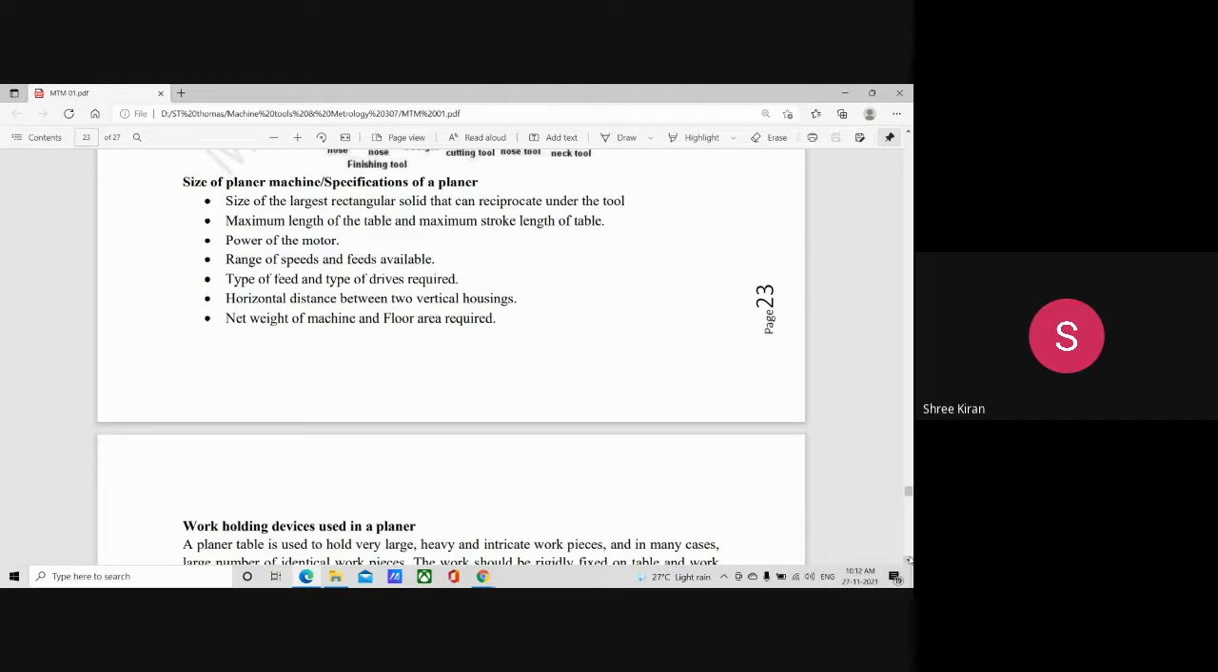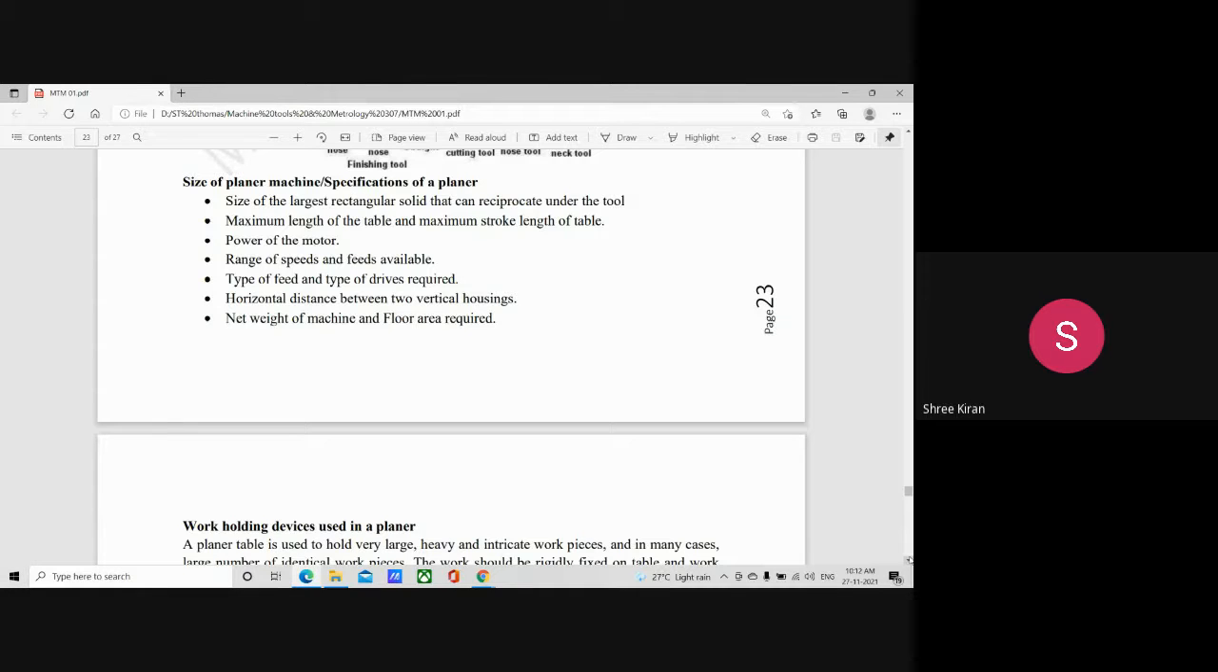Then it always discusses the power of the motor which has been taken, then the range of speeds and the accordingly available feeds, then the type of drives and the type of feeds, then the horizontal distance between the two vertical housings, then the net weight of the machine and the floor area required. These are the main specifications of the planer which we have discussed in the previous session.